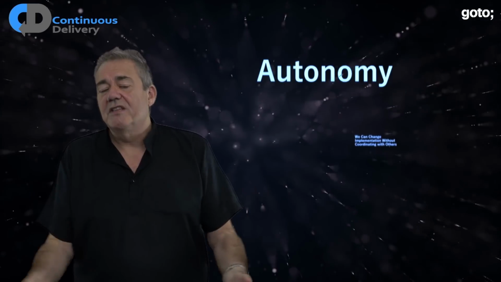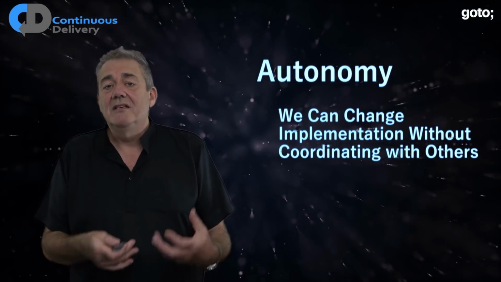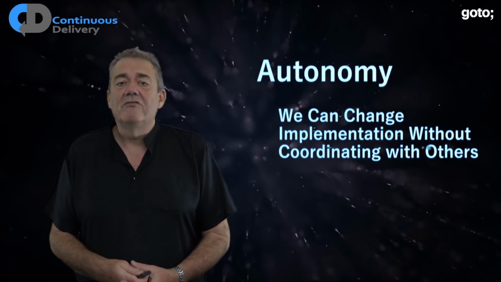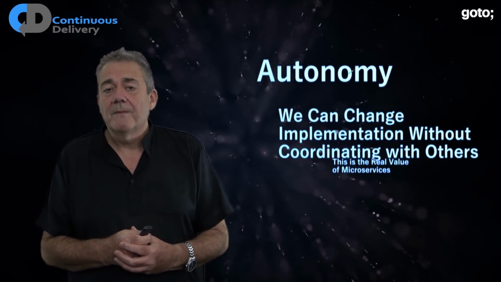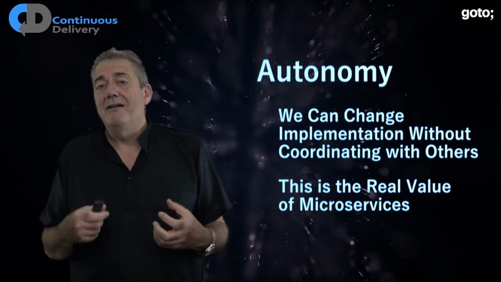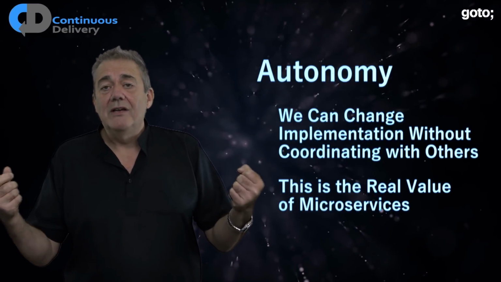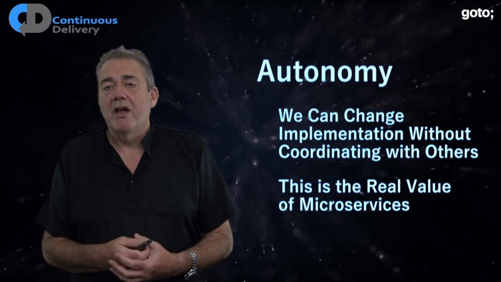The next in the list is that microservices are autonomous. The teams that look after these microservices can make progress alone without the need to interact with other services or other teams. I can change the implementation of my service without needing to coordinate with anybody or anything else. This is the biggest value of microservices. This is the thing that allows microservices to work in organizations that scale enormously. But it's also the most commonly missed attribute of microservices.